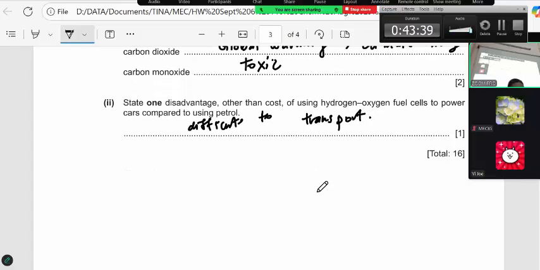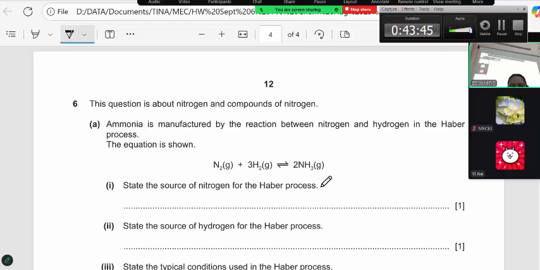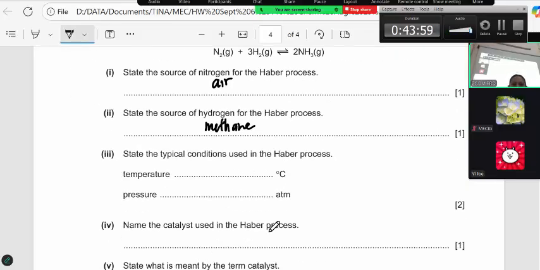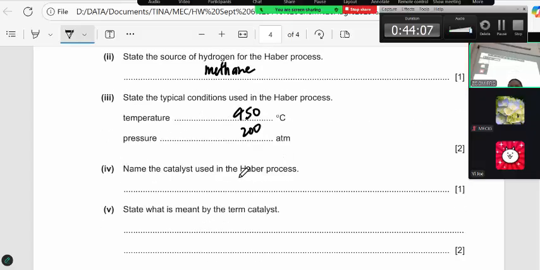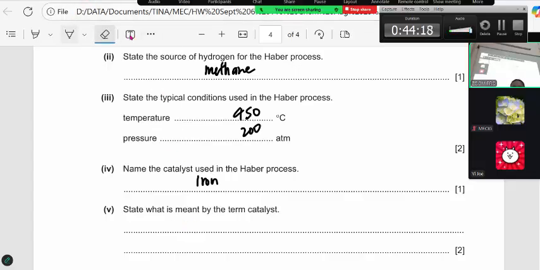Okay, ready? This one, the Haber process. Source of nitrogen for the Haber process: air. Source of hydrogen: methane. The conditions for the Haber process are 450 degrees Celsius and 200 atmospheres. Name the catalyst used in the Haber process: iron. A catalyst is a substance that speeds up the rate of reaction but remains unchanged.